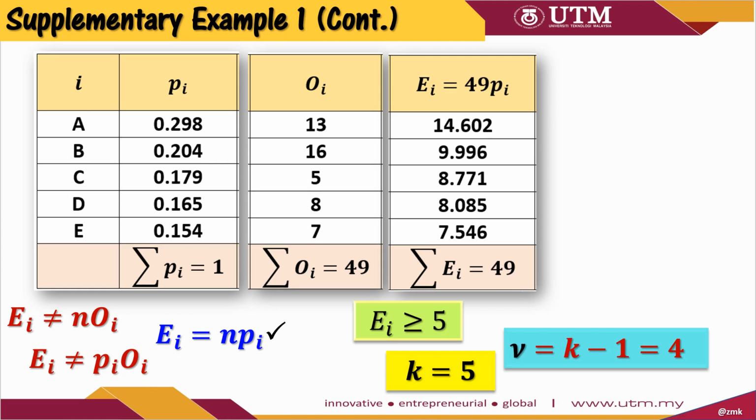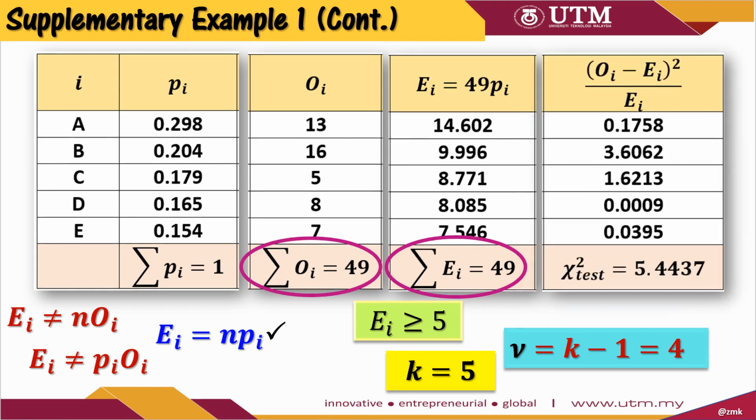Before going to the last column to calculate the chi-square test statistic value, please also do not forget to check that the sum of EI must be the same as the sum of OI. Summing up all the values in the EI column, you can see that the sum of EI is the same as the sum of OI. Therefore, you can start calculating the value in the last column, which are the squared differences between OI and EI divided by EI for all i equal to A, B, C, D, and E.